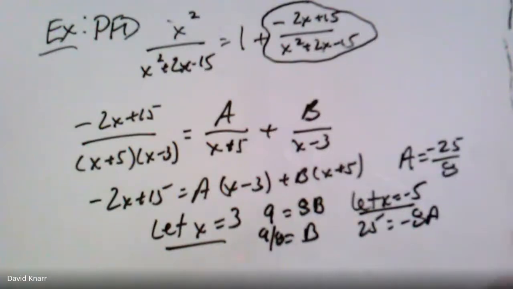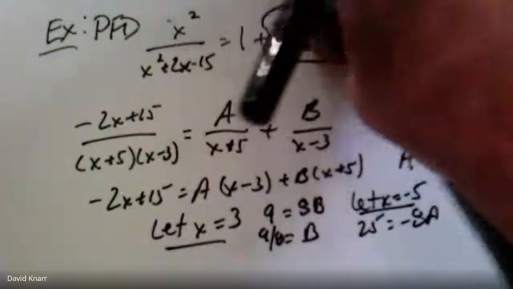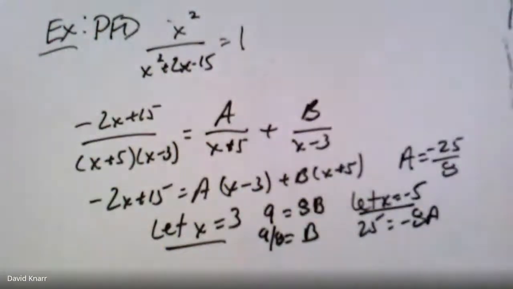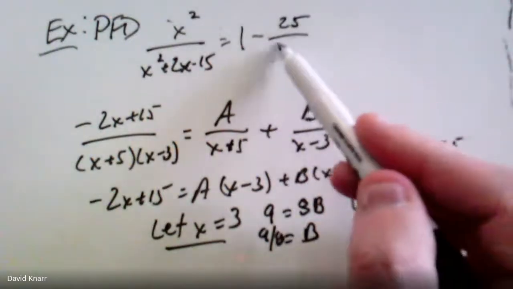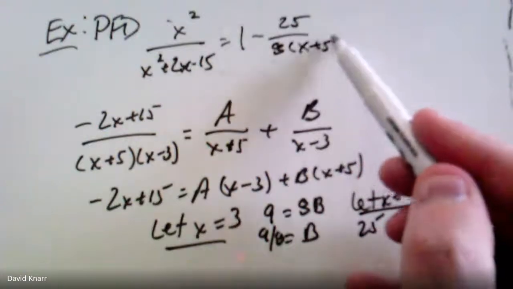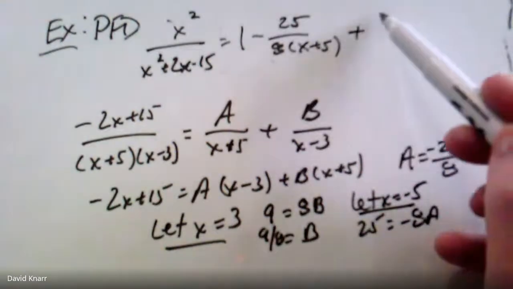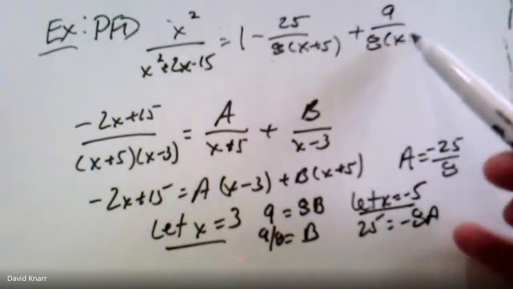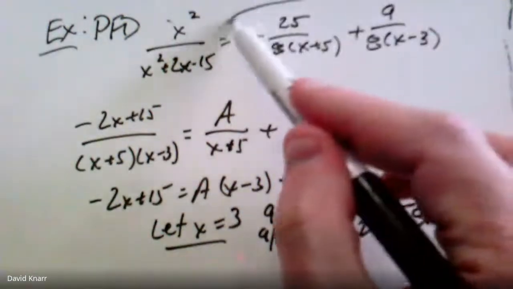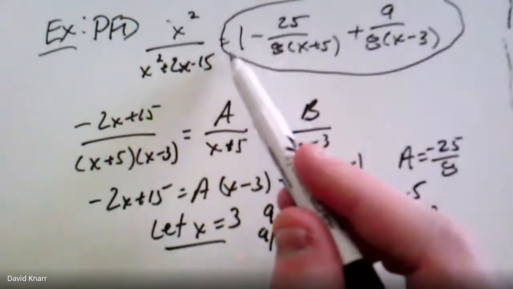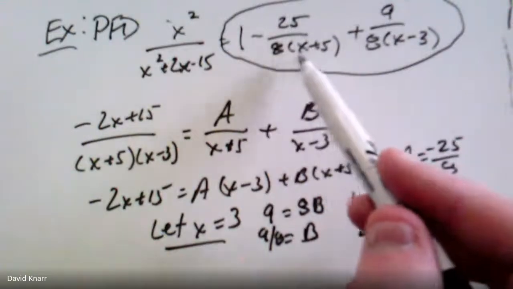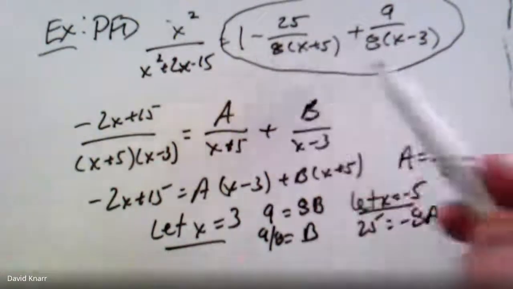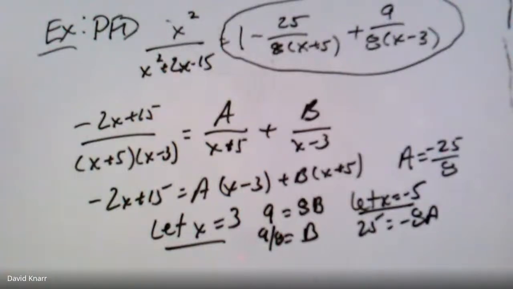So now what you have as a final answer, and we can erase this part of it because we decomposed it, and we end up with 1 minus 25 over 8(x plus 5) plus 9 over 8(x minus 3). This is my correct answer, including the one from the quotient when we did the long division. Okay, and then we decomposed the remainder, and these are the two fractions we got out of the decomposition. And that's it. That's all you need to know for type 5.